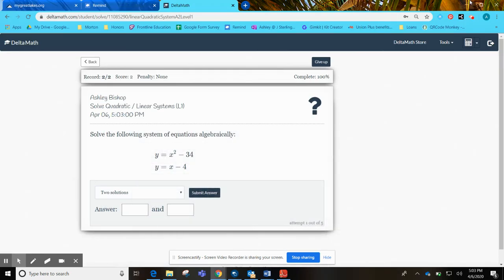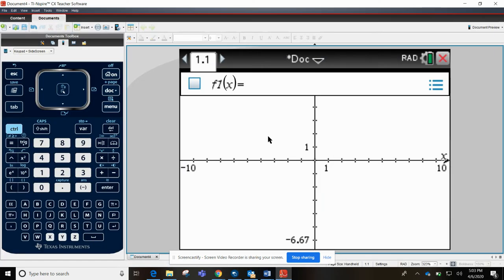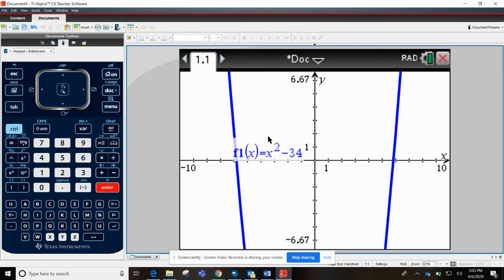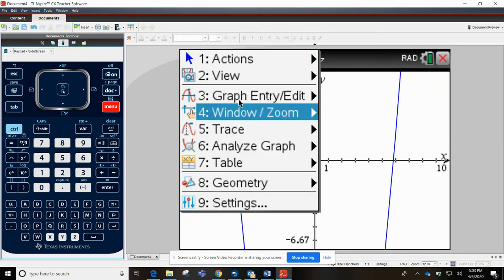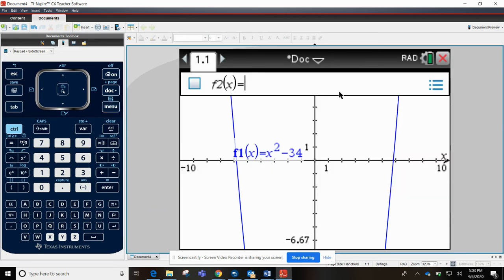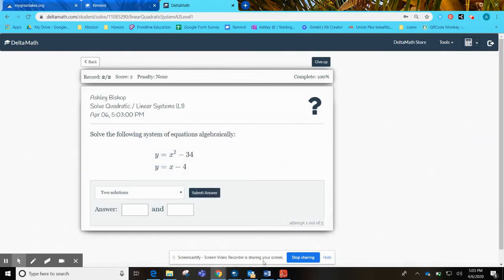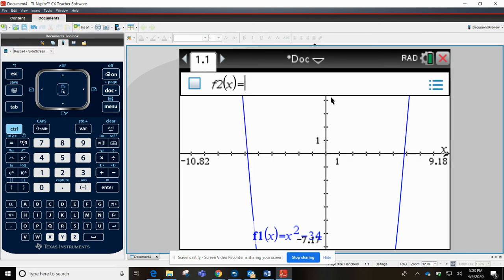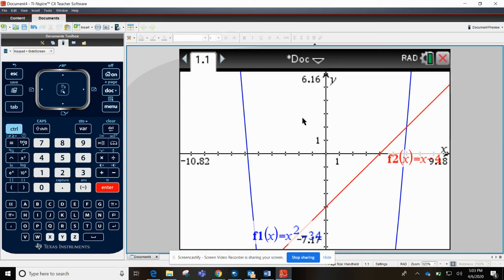So you're going to add a graph. This one is x squared minus 34, and then I need to enter another graph in. So I'm going to go to menu, graph edit slash entry function, and my next function is x minus 4. Oops, I need to do that again. x minus 4. I put these steps on how to do this in your review. That's optional. There are steps there, lots of hints there.